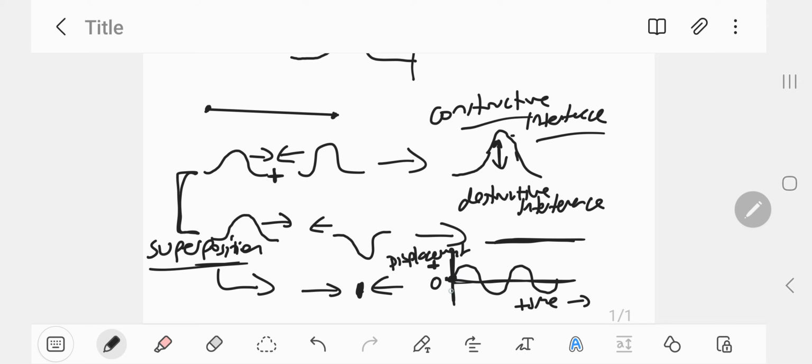Displacement can be positive or negative. Positive displacement means you're moving in one direction, negative displacement in another direction. So positive displacement is this way, negative displacement is this way. The distance from a string's resting position, the origin, to its max height, here or even here where the trough is, the dip is, that's called the displacement.